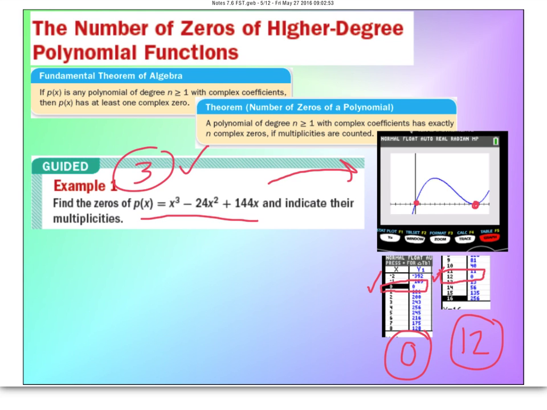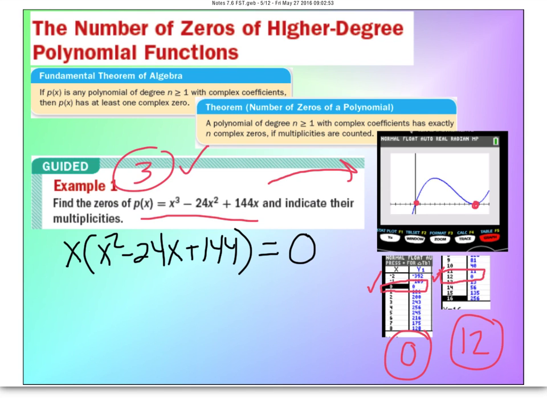Well, one of the ways to probably look at this is to see if maybe you can actually factor this into the algebra. So if you take a look at this third degree polynomial, we can actually pull an x out of everything. So let me show you where we're going to get the three answers. Pull out the x, so I'm left with x squared minus 24x plus 144. Now to find the zeros, I just set that expression equal to 0.